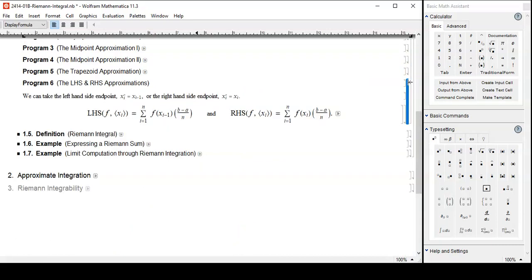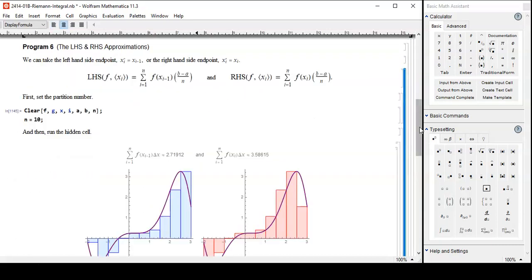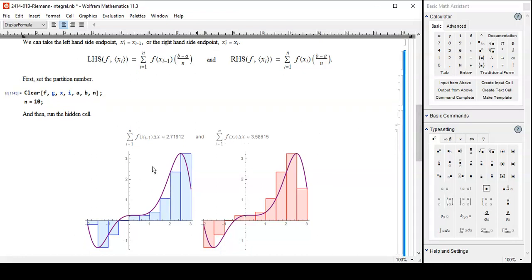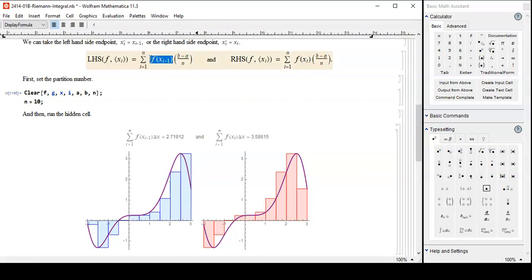Now, how about the left-hand side and right-hand side approximation? These are not as good. As you can see, the numbers are less good compared with the midpoint approximations. And looking at the picture, a lot more white parts. Let's see, here, this is the left-hand side approximation. As a yi star value, we take the function value of the left-hand side, so yi minus 1. Here, as a yi star value, we take the right-hand side function value, yi.